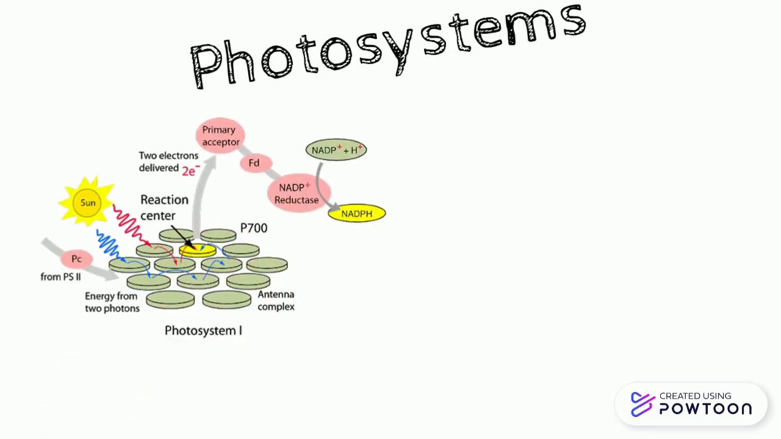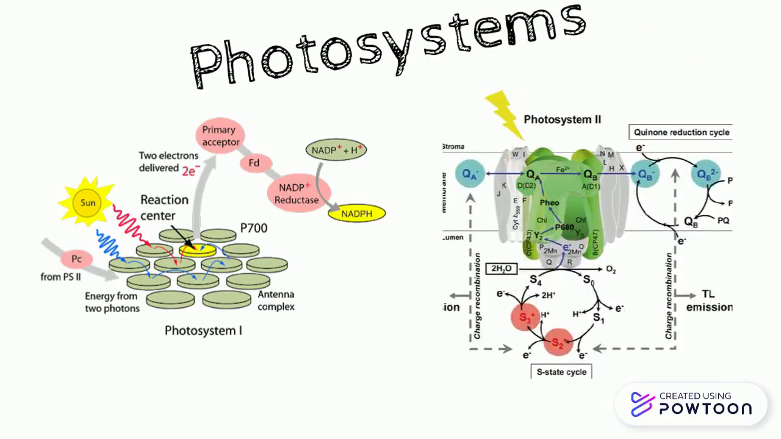There are two types of photosystems, and they are both composed of a large antenna complex. The first one is photosystem 1, which includes chlorophyll A and absorbs light at a 700 nanometer wavelength. The second one is photosystem 2, which also has chlorophyll A but absorbs light at a 680 nanometer wavelength.